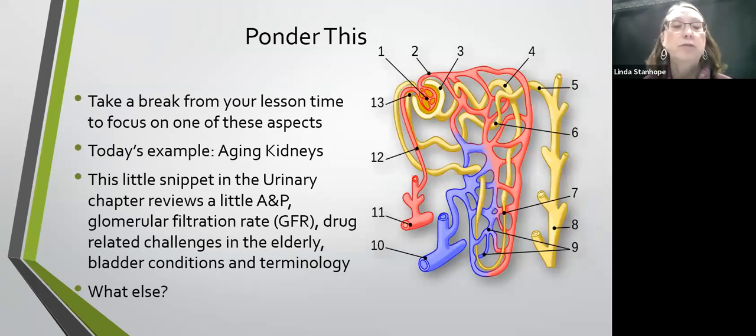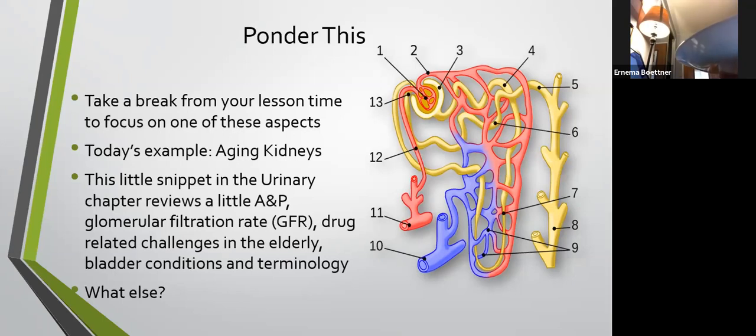Another example of a Ponder This is when we were talking about the kidneys, and some people are really like, that's a very boring unit. And personally, I think it's a great unit to talk about the urinary system. But let's look at aging kidneys and what happens if those kidneys in an elderly person are damaged. How are we going to have to change their drug dosages? How is this going to affect other things that are going on in their day-to-day life? So it really brings in, once again, those real life stories to the kiddos. And you can do that with just any chapter that you're in.